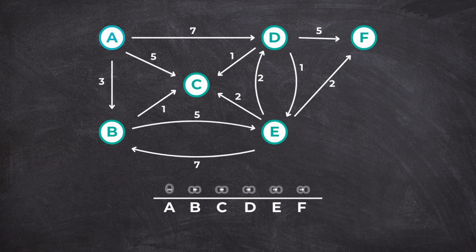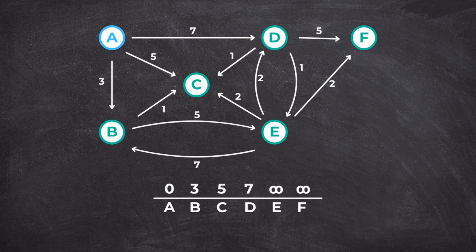Let's choose node A. We'll use the table at the bottom to track the distance from A to each node. Since we're measuring distances from A, we write 0 for A and infinity for all other nodes. From A, we can reach nodes B, C, and D, so we update our table with the corresponding costs.